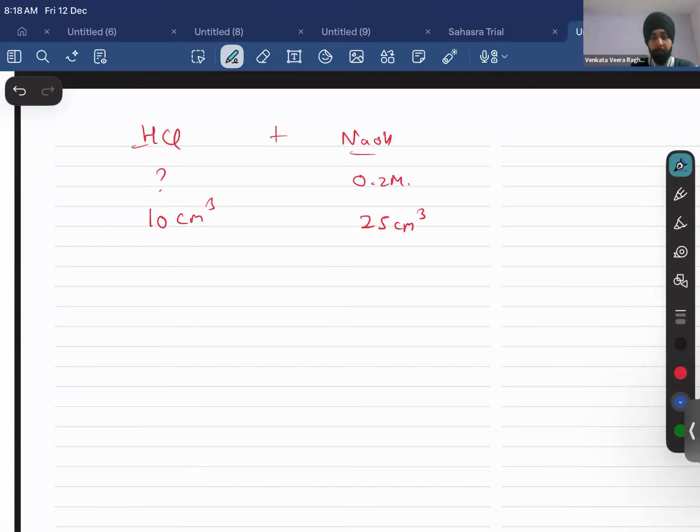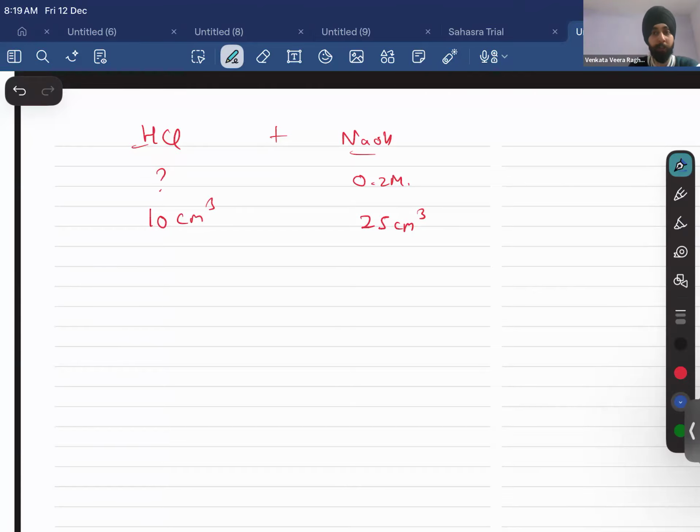Quick, quick, quick. How can we do it? Can I use M1 V1 is equal to M2 V2 here? Can I? One molarity is given to you, both volumes are given to you, and I want to find a new molarity. Can I use that here? Yes, sir. No. For this case, it will be valid. Listen to me carefully. For this case, it will be valid, but not for every case.